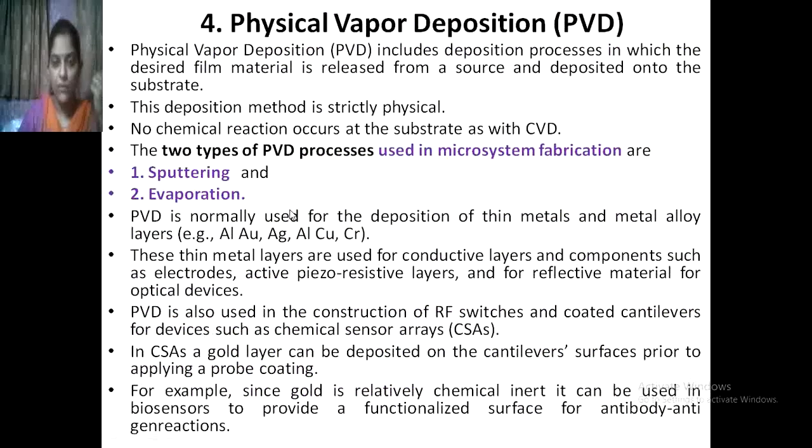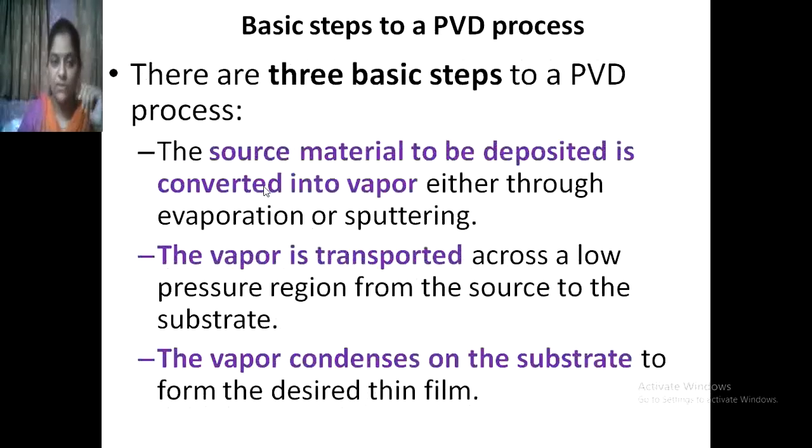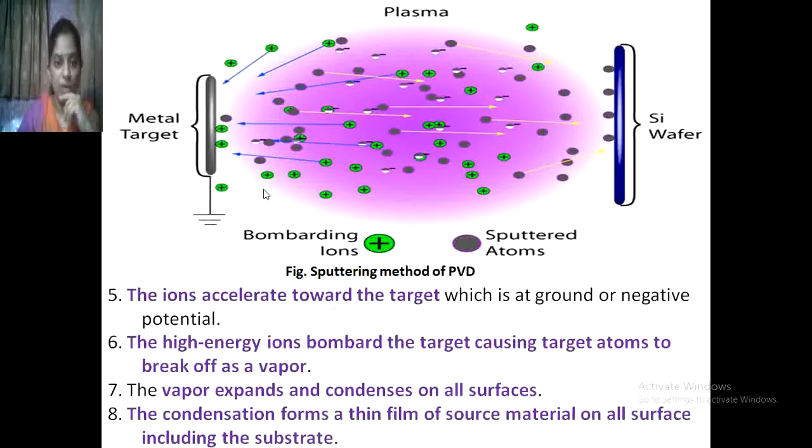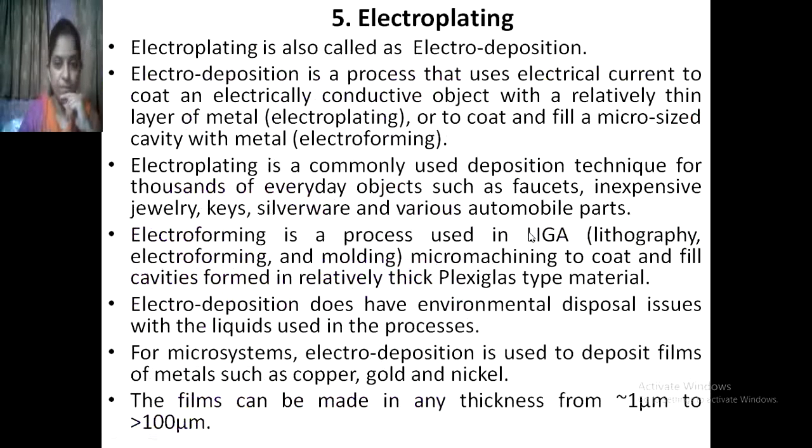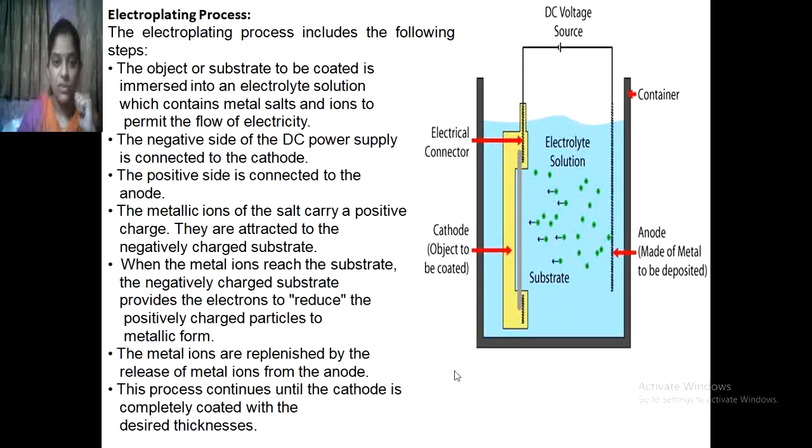The fourth type we have seen is physical vapor deposition. In that, sputtering and evaporation are the 2 types, and we have covered that. This is the sputtering process, this is the evaporation process. Then we have seen electroplating. In the last session we have covered electroplating. So this is nothing but the process of electroplating.